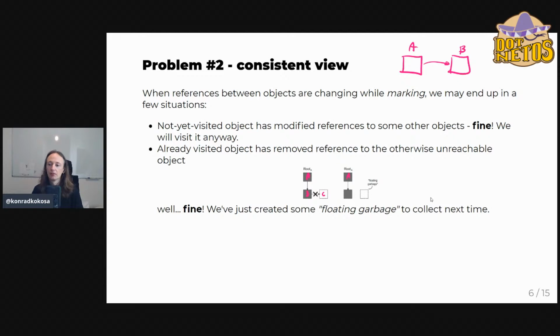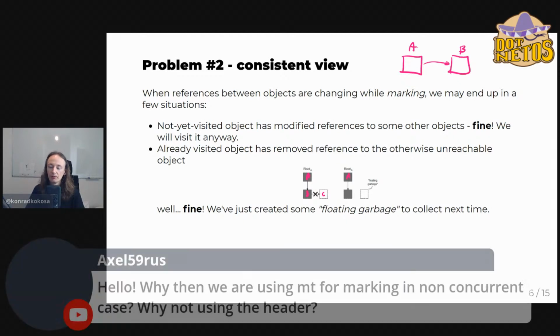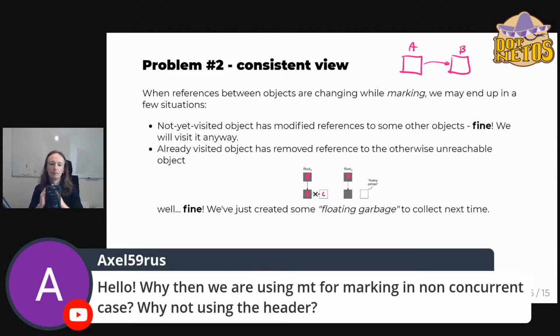Okay, one question regarding the marking, so I will just return. Why then are we using the method table for marking in the non-concurrent case? Why not use the header?